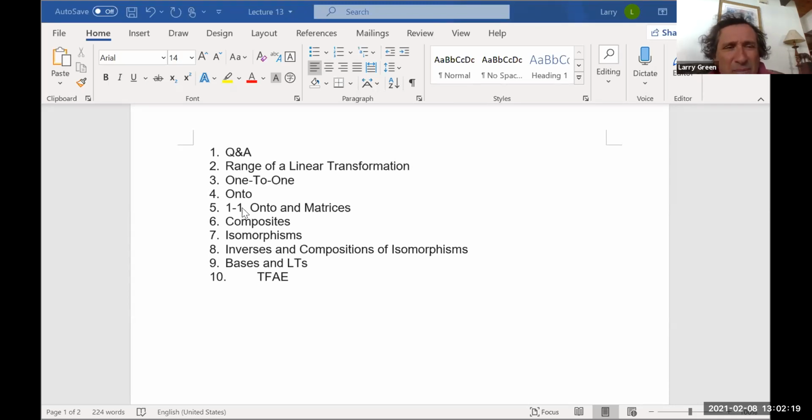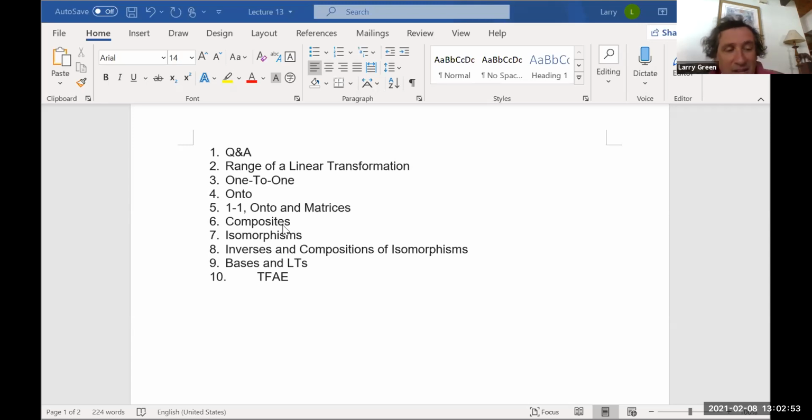Then we'll say, well, we kind of know about functions, one-to-one and onto. Now let's make it special. Linear transformations are matrices, at least the ones we've learned so far. So now the question is, if it's a one-to-one linear transformation, or an onto linear transformation, what can you say about its matrix, and vice versa? We'll talk about that. And then we'll look at compositions of linear transformations.